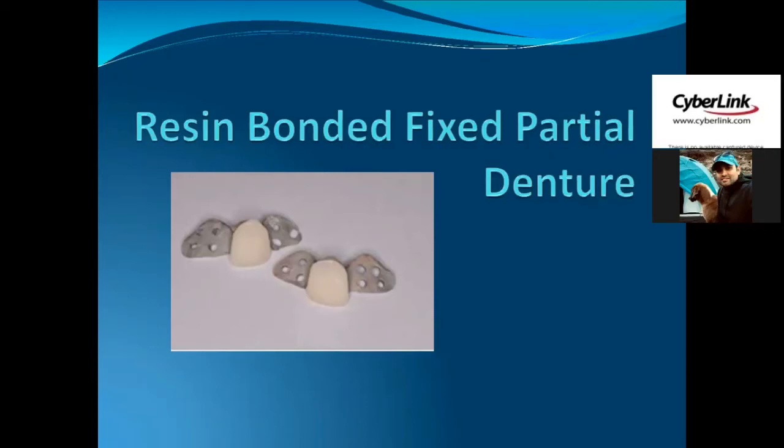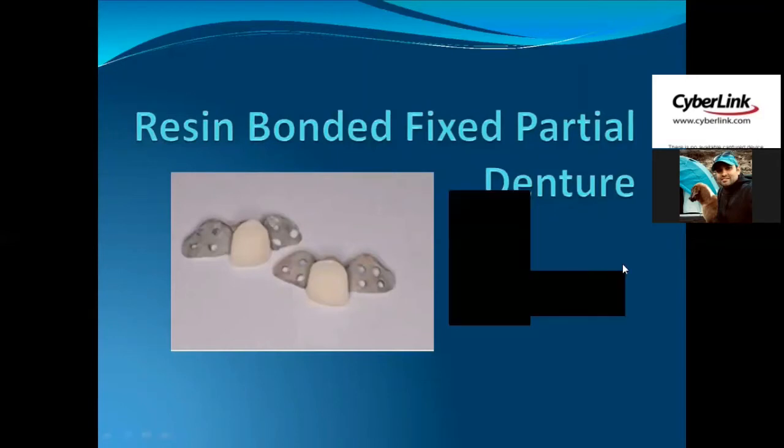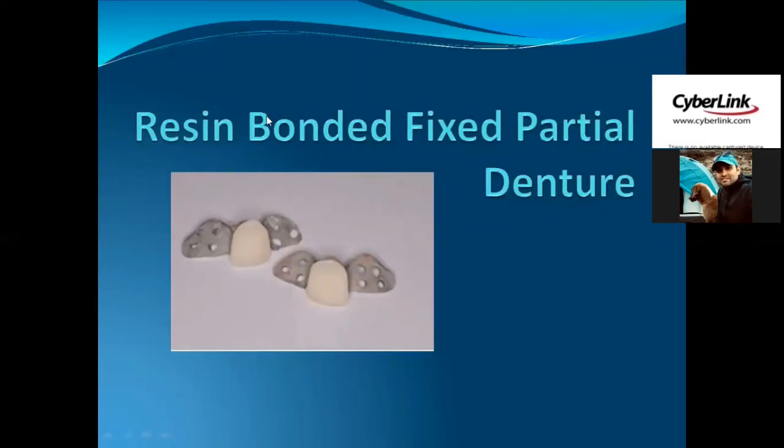Resin bonded fixed partial denture. As the name implies, these are fixed partial dentures which are cemented onto the abutments using special resins.